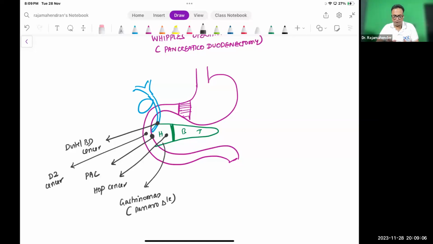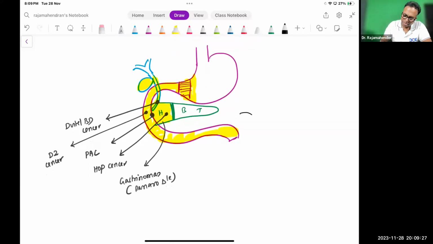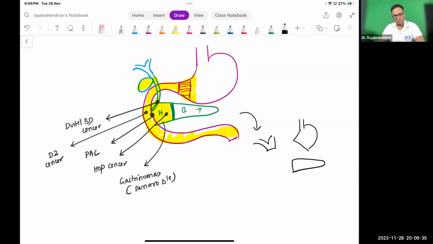For these 5 cancers, I am going to do Whipple's operation, in which what are the structures I am going to remove? I am going to remove distal stomach. Please understand, distal stomach, entire duodenum, head of pancreas, gallbladder, bile duct I have removed. So after removing this, what is remaining? The stomach remaining, the bile duct remaining, the body and tail of pancreas remaining. So stomach, bile duct, in fact common hepatic duct, and body of pancreas.